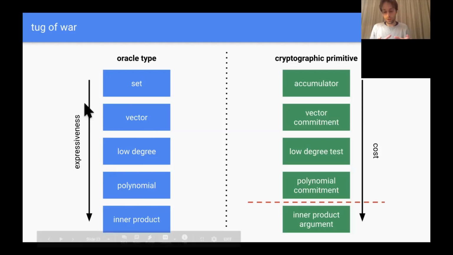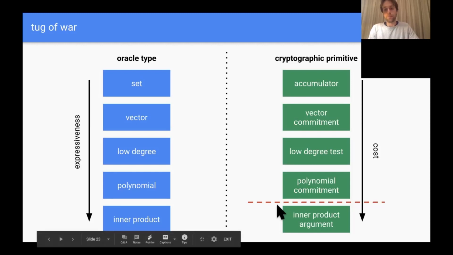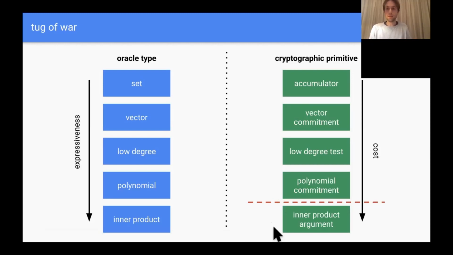From the point of view of the information theory, the IOP, you can do more powerful stuff. But that comes at a cost, because each of these oracles needs to be instantiated with a corresponding cryptographic primitive. For example, the primitive corresponding to the vector oracle is a vector commitment. And you want to be in a position where you're happy with the costs associated with your cryptographic primitive. Historically, we've gone all the way down to the inner product. Schemes like Groth16 went all the way to the inner product, and schemes like Bulletproofs also had this inner product argument.